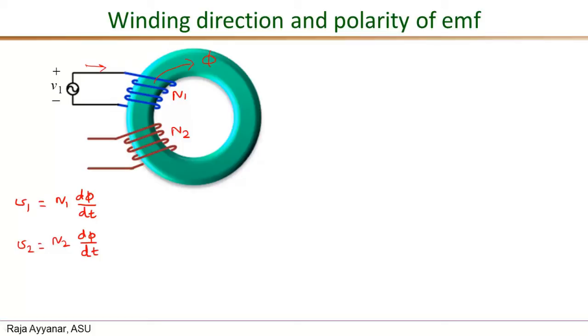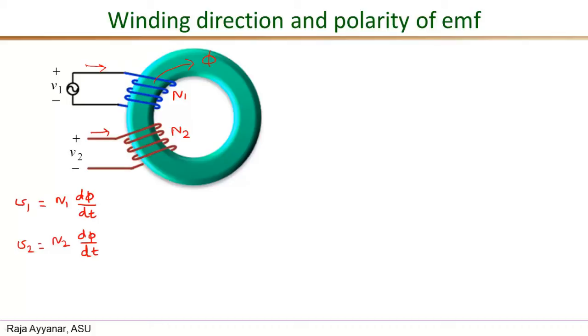Then the question is, what is the polarity of the induced EMF in the secondary coil? So let me arbitrarily define the polarity as shown here: positive at the top, negative at the bottom. But let's go ahead and determine exactly what is the actual polarity. For that, the method we learned is to arbitrarily define a current direction and determine the corresponding flux direction for this current.